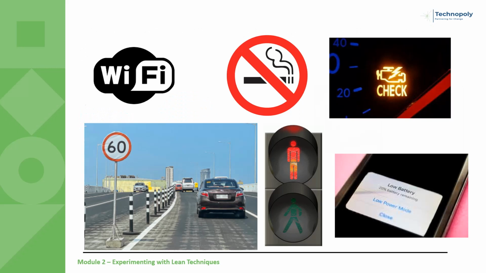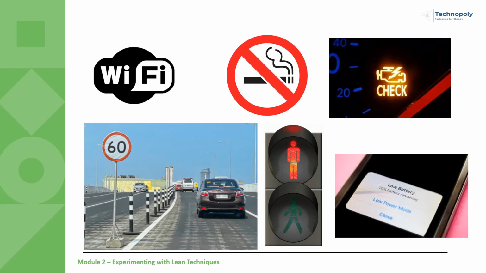These are some of the visuals we see every day: Wi-Fi sign, no smoking sign, speed limit, check engine light, pedestrian signals, and low battery alert. All these visuals provide us information and some even alert us to do something. For example, a low battery prompts us to charge our phone. Check engine light tells us that there is something wrong with our car engine. Visual form depends on the information they convey.